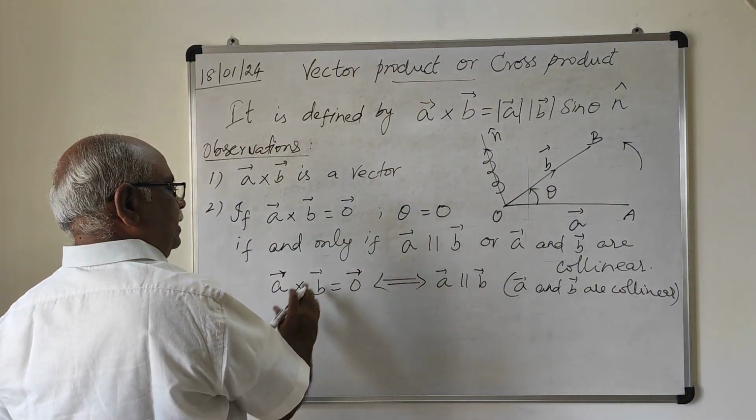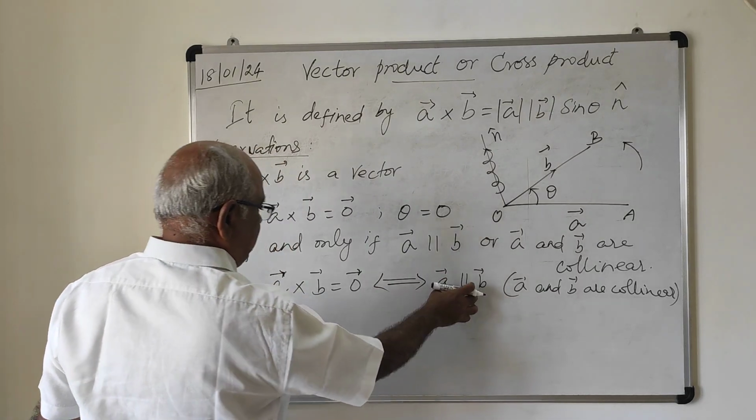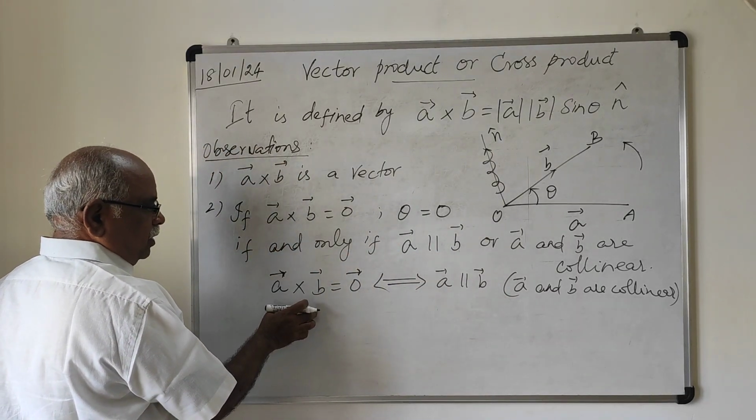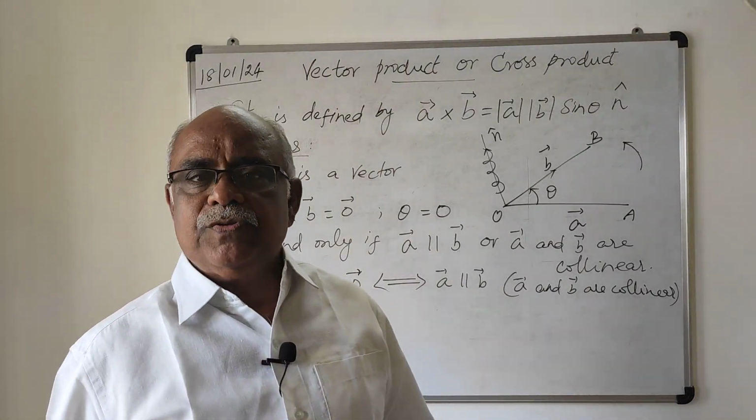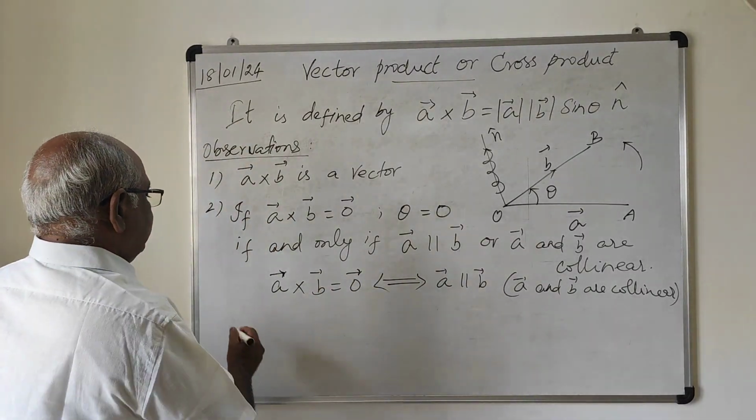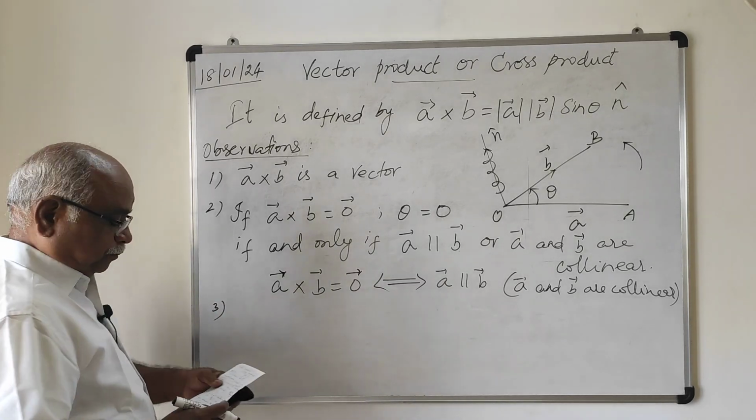You can write like this: if A and B are parallel, then A cross B is 0. If A cross B is 0, then A and B are parallel. Like that we have to understand. If and only if means that. Two-way implied. Next one.